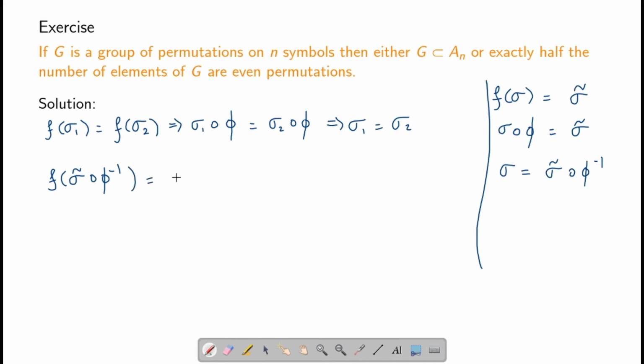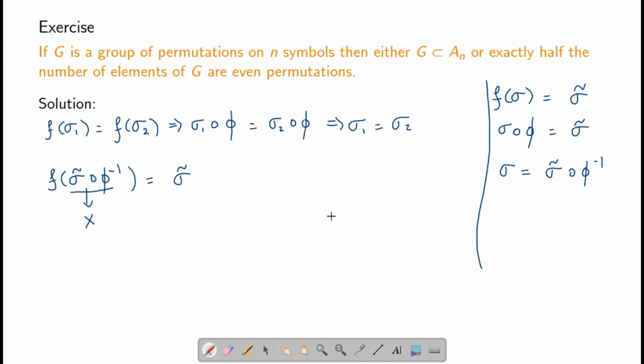This will map to sigma tilde itself, because you will get sigma tilde composition phi inverse composition phi, which will be sigma tilde itself. The only thing you need to check here is that sigma tilde composition with phi inverse is in X. So is that true? That is absolutely true, because phi is an odd permutation, which means that phi inverse is also an odd permutation, and sigma tilde is an odd permutation, and the composition of two odd permutations is an even permutation. So this lies in X and its image is sigma tilde.